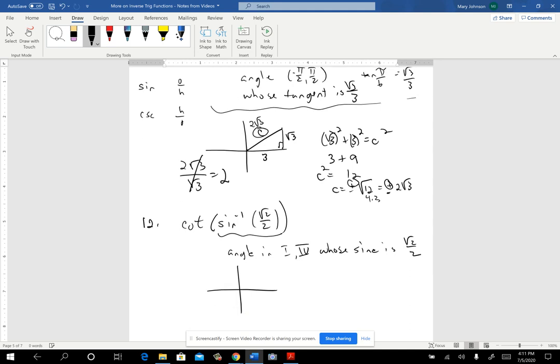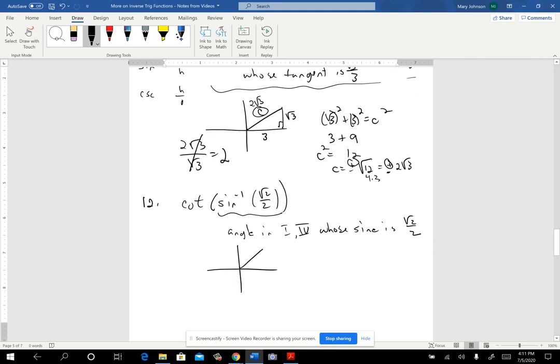Okay, so that's a positive value, so I know it's going to be in the first quadrant. Opposite over hypotenuse would be the sine. So there's my angle. It'd be square root of 2 over 2. Okay. I could use the Pythagorean theorem to get the other side.